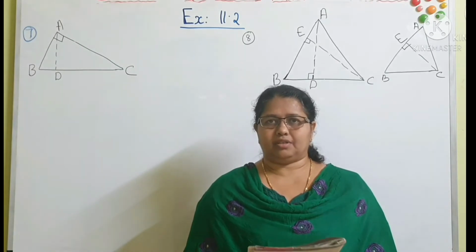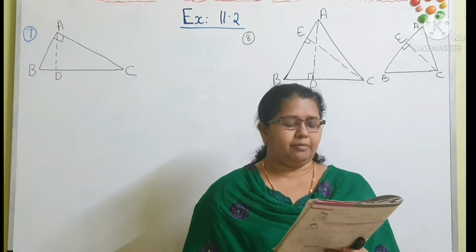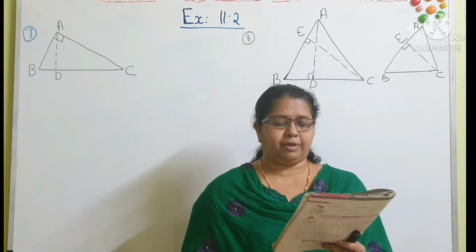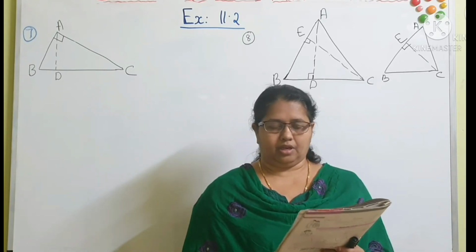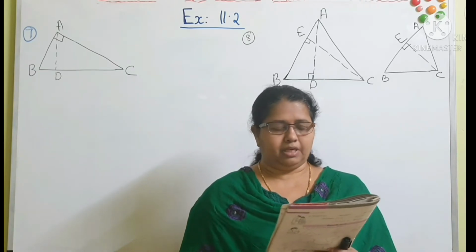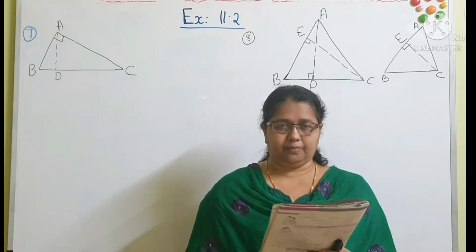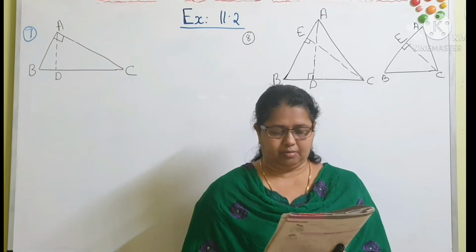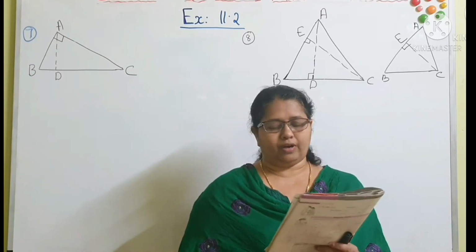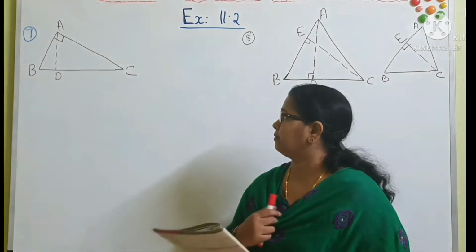Next is 7th question. Triangle ABC is right angled at A. AD is perpendicular to BC. If AB is equal to 5 cm, BC is equal to 13 cm and AC is equal to 12 cm, find the area of triangle ABC. Also find the length of AD.